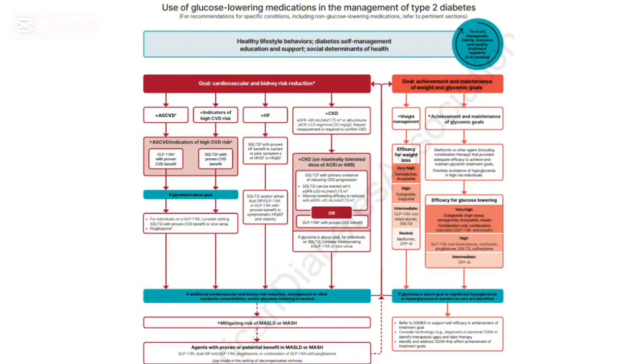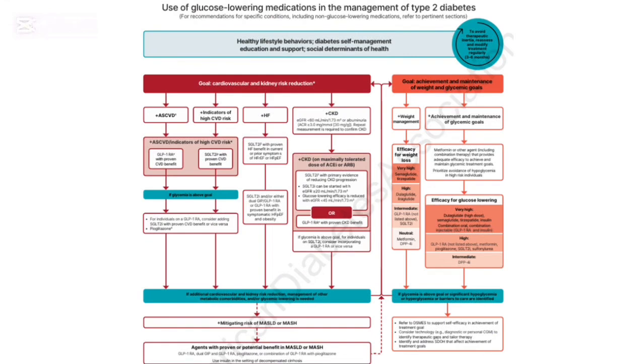An important concept illustrated throughout the diagram is individualized therapy. Treatment selection should consider multiple patient-specific factors, including cardiovascular disease, CKD, heart failure, obesity, hypoglycemia risk, cost, patient preference, tolerability, and access to medications. The algorithm also stresses the importance of avoiding hypoglycemia, especially in elderly individuals and high-risk populations.